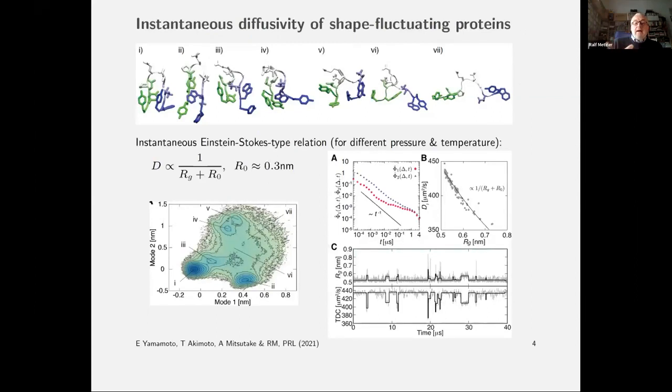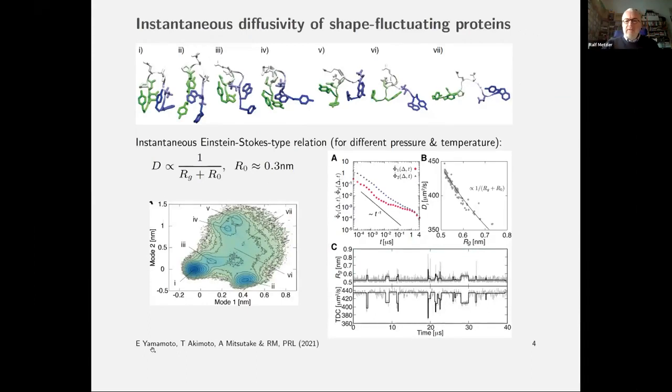What if the diffusing diffusivity does not come directly from the environment, but comes from the particle itself? So I show you one example here. This is a relatively simple protein, and you see here results from extensive computer simulations. This is work with Eiji Yamamoto and Takuma Akimoto.